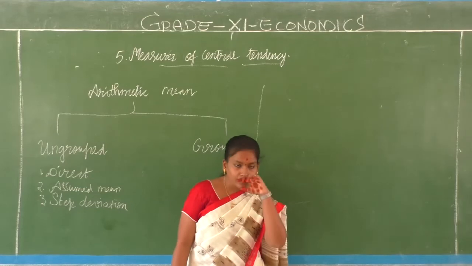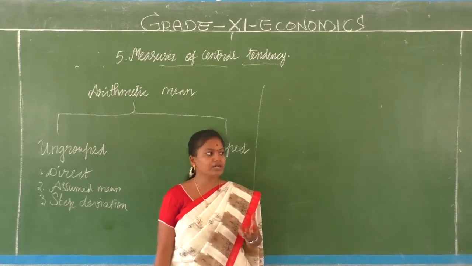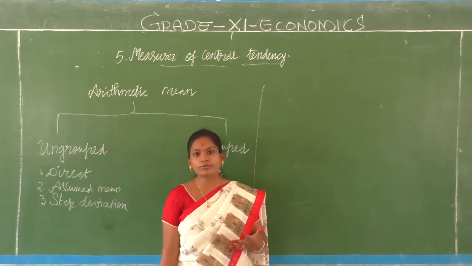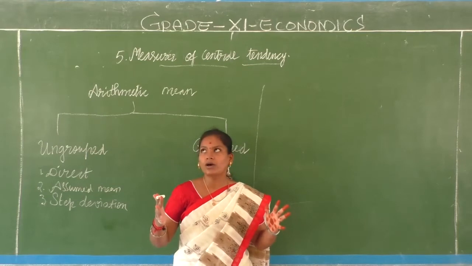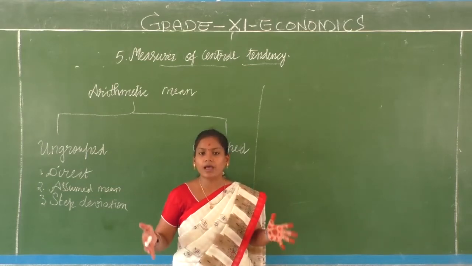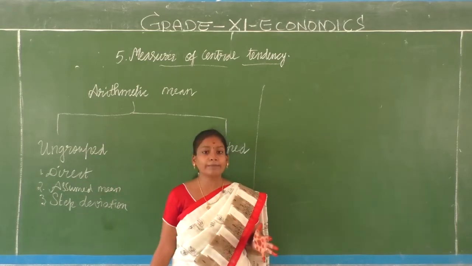So the direct method is when you have a lesser number of values and the figures are small, you go for this direct method. Assumed mean, when you have large figures and the data is huge, then you go for the assumed mean method, and then you have the step deviation method.